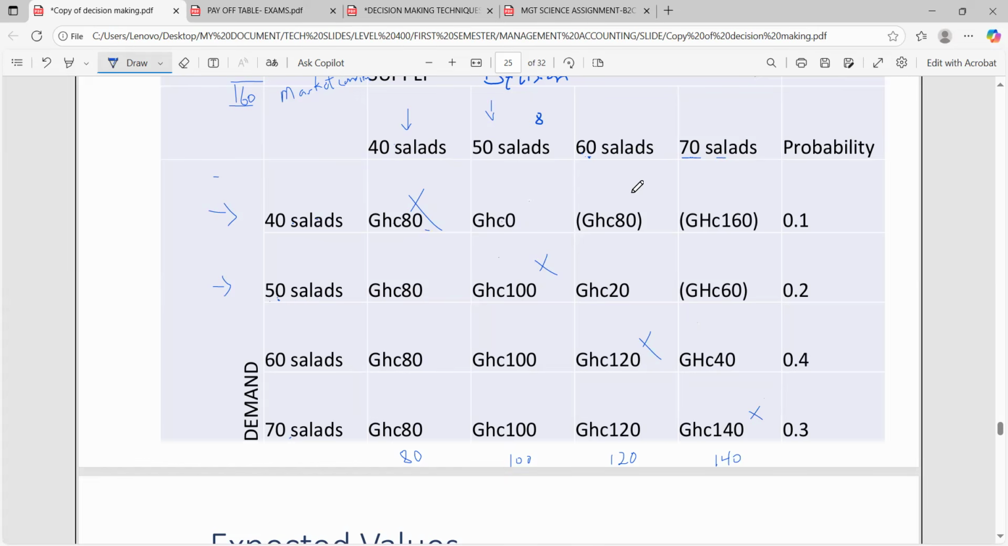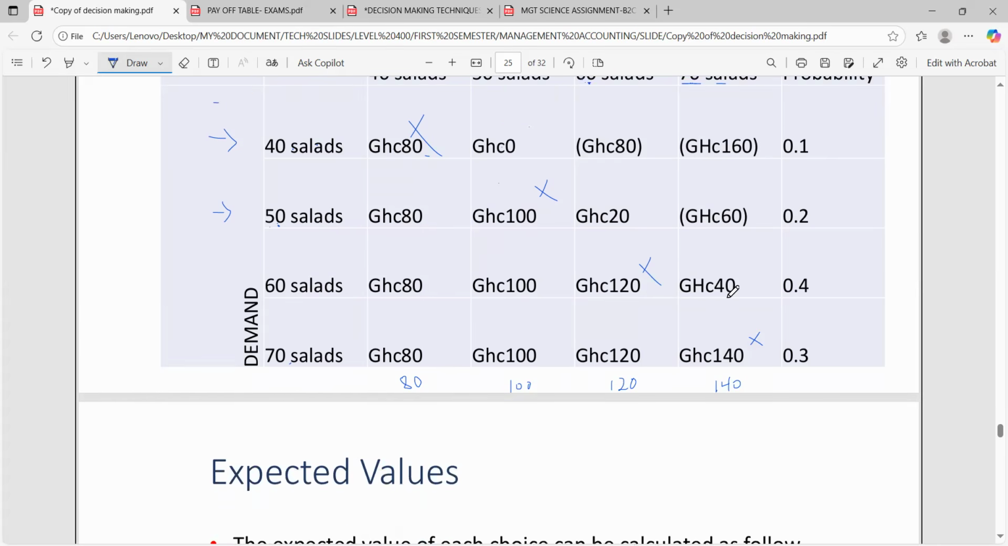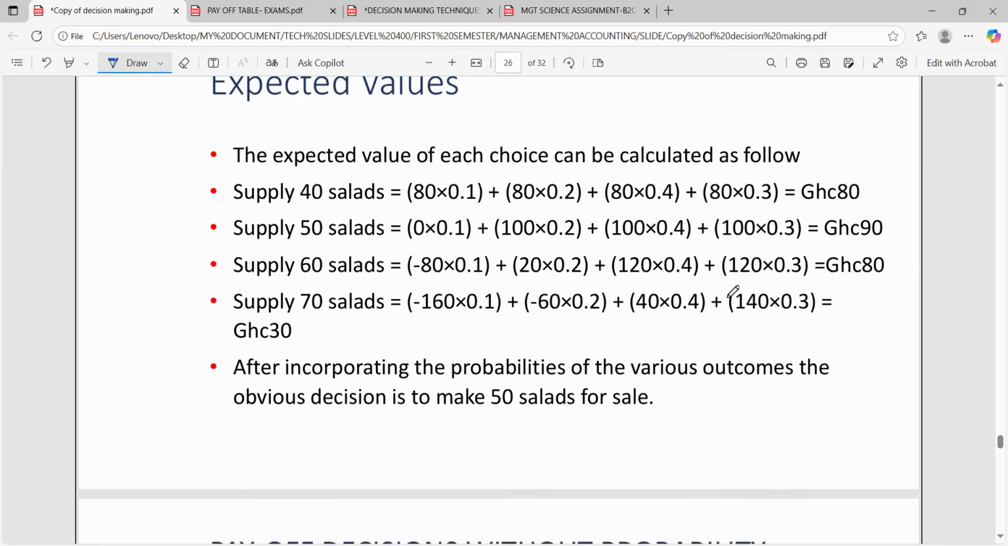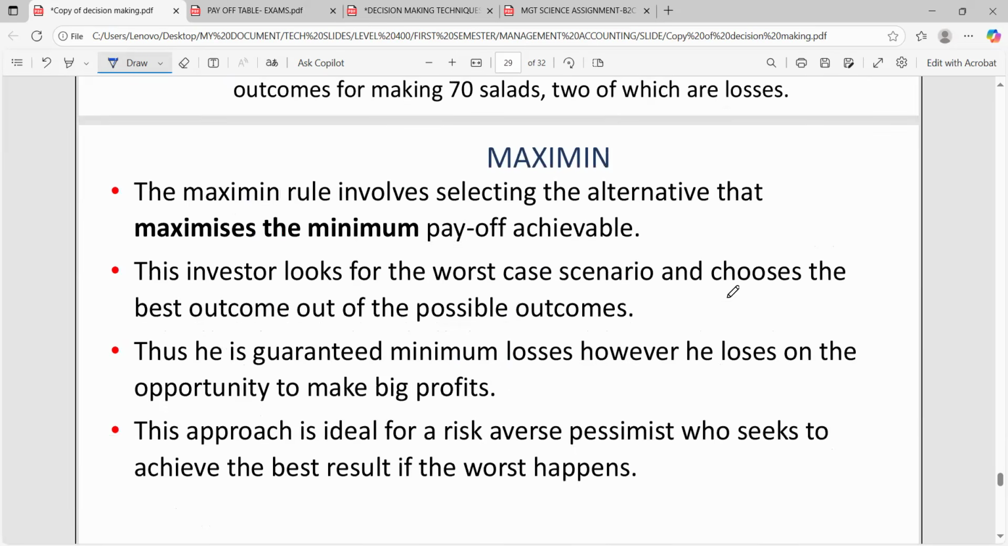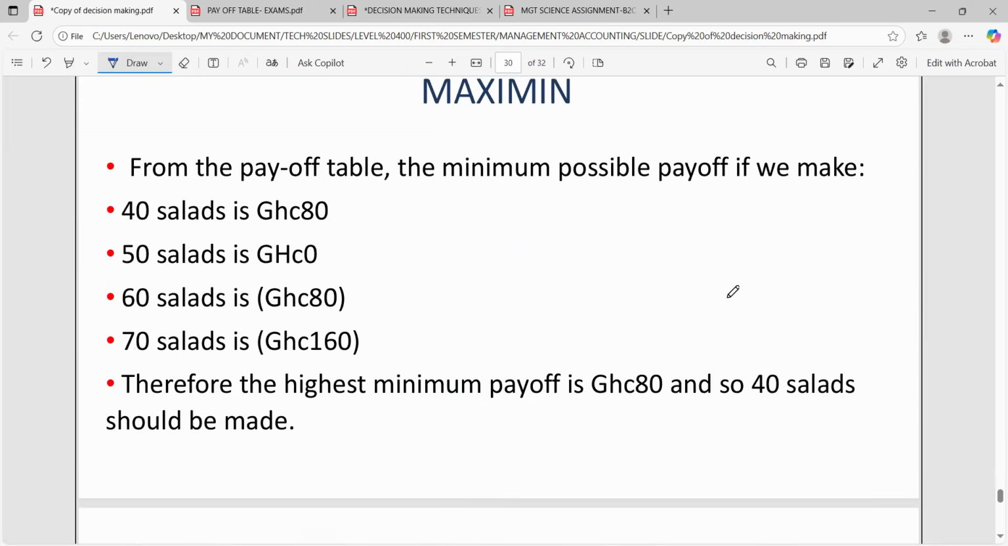So I'll be regretting more. This one too, I'll be regretting more. So it goes on and on. Here will be 100. I regret 20, 0. I regret 80. Here I'll be regretting 160. So attempt it and don't sit idle and share your possible answers so that we'll talk from there.